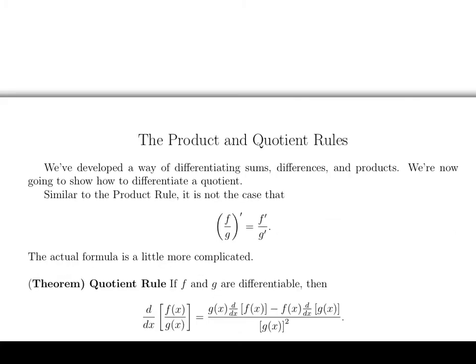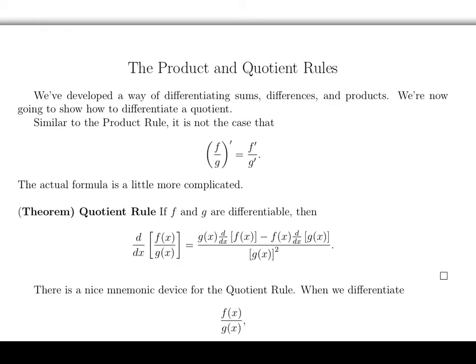All right, so here it is. This is the quotient rule. So if you have two functions which are differentiable, f and g, then the derivative of f of x over g of x is this whole expression: g of x times the derivative of f of x, minus f of x times the derivative of g of x, all over g of x squared. Now that's kind of a long thing, so I'm going to show you a nice mnemonic device.